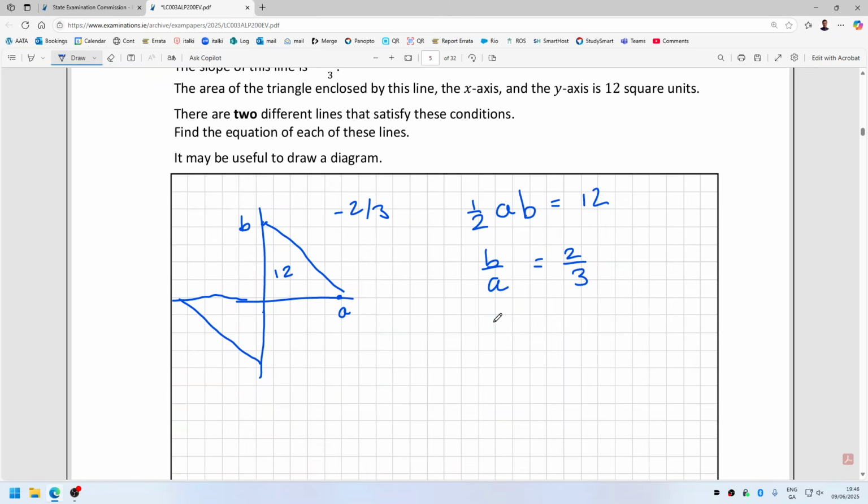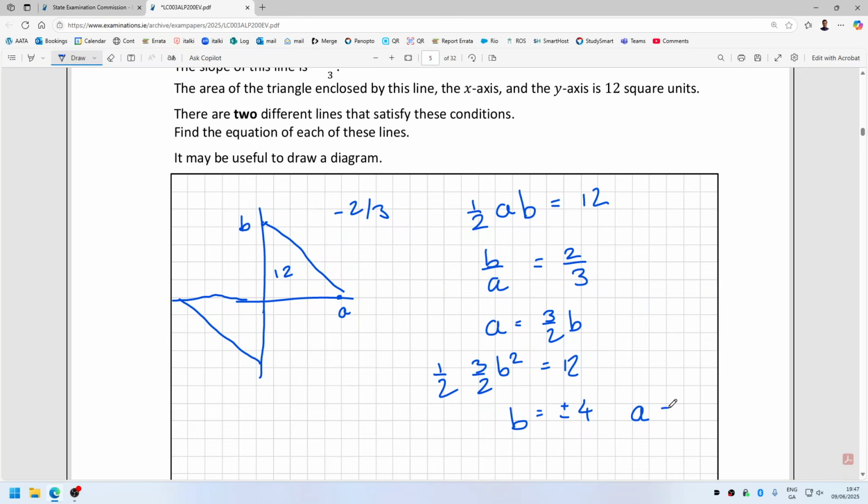Right, so a is 3 over 2b, so that's a half. 3 over 2b squared is 12. So it's 12 times 2 times 2 divided by 3. So b is plus or minus 4.